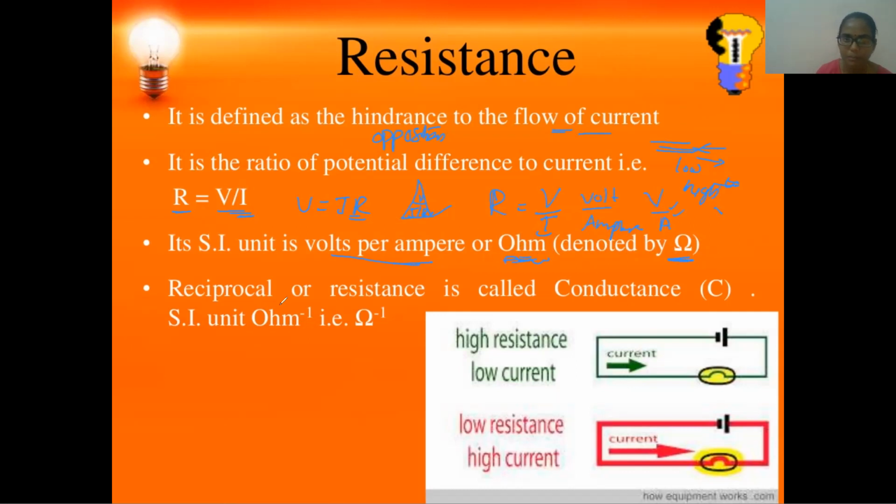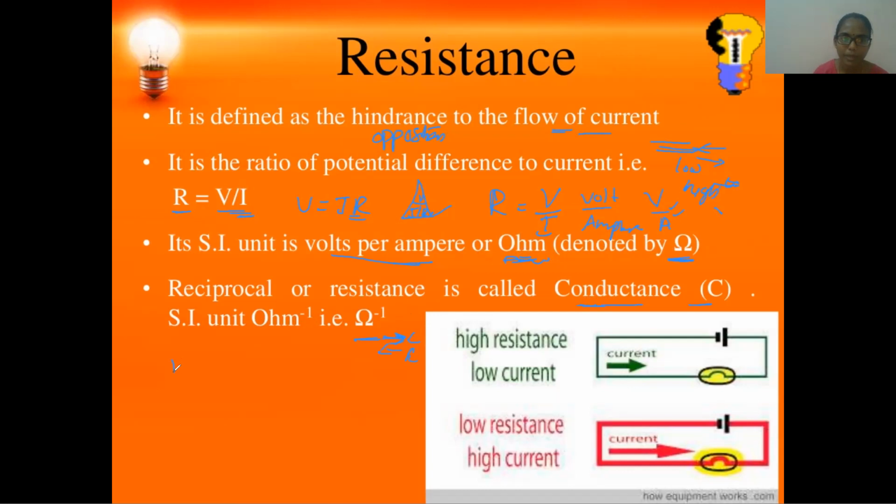The reciprocal of the resistance is called conductance, which is given as G, and the SI unit of this is per ohm. Let's understand what conductance is. Resistance means opposition offered, and how many electrons are flowing is given by conductance. Conductance means how much it is allowing, and how much it is not allowing is resistance. Okay, children.